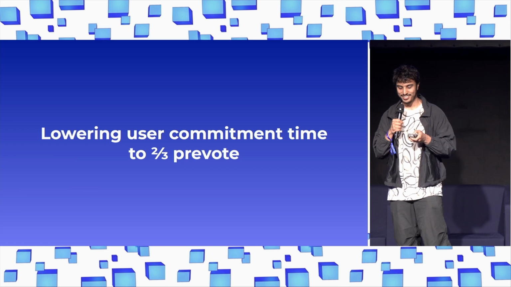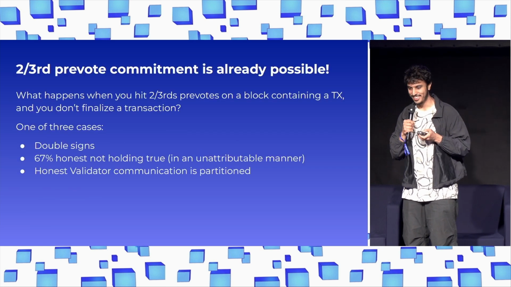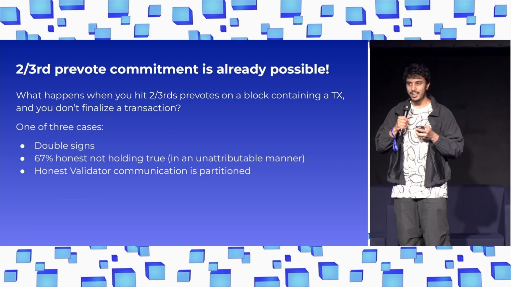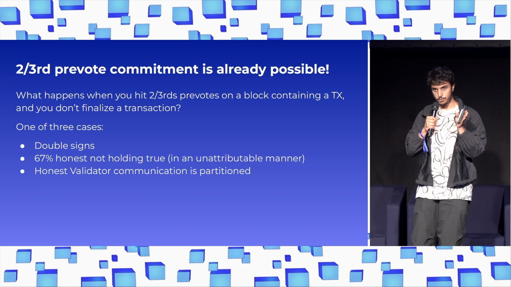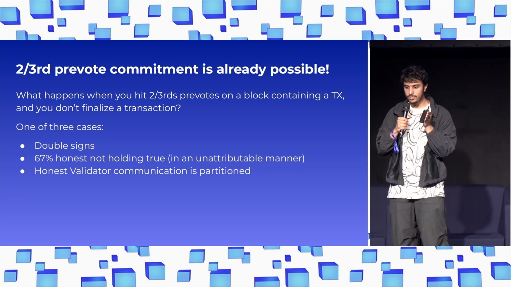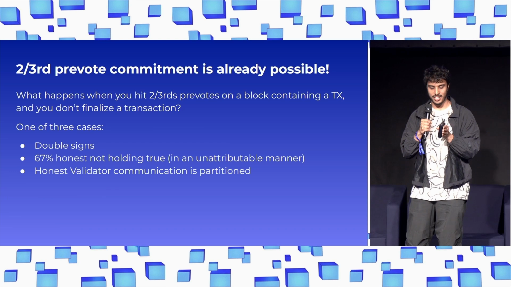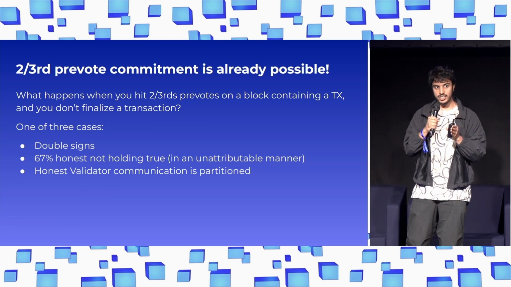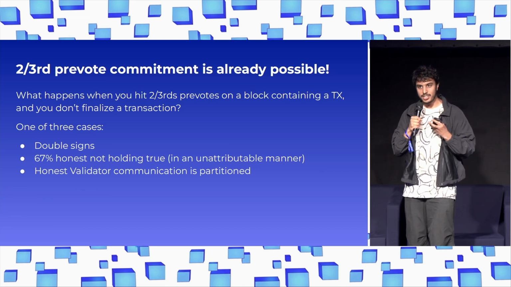Okay, so the next thing I wanted to hit on is that Tendermint is actually better than 2 rounds of voting. This is maybe a minor optimization to folks, but I think it's cool. There are 2 rounds of voting: pre-votes and pre-commits. Once you've seen 2/3 of pre-votes on a block containing a transaction, it's almost certainly going to be finalized. There are only 3 cases where it won't.